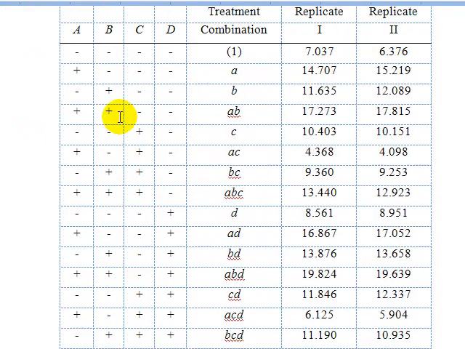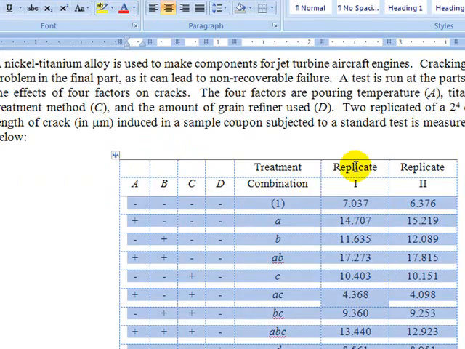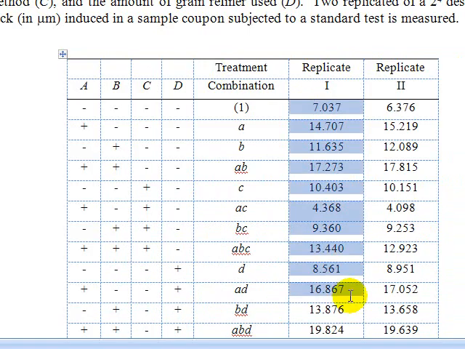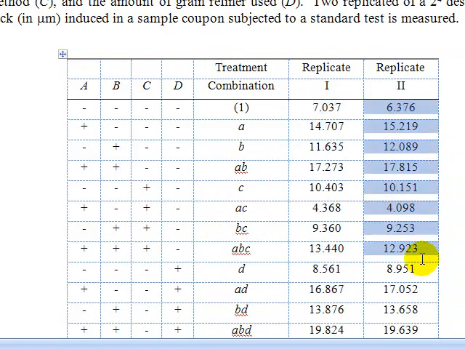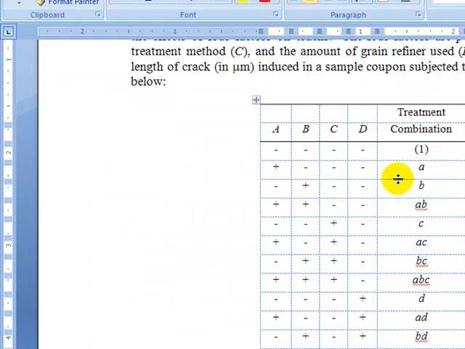So you can see in this table there are 16 rows. You have values of the response variable, the length of crack, I imagine, for replicate 1, and for replicate 2. That means 16 readings, and then these 16 readings. So 32 total readings we have. Also, it is very important to understand this table before we try to solve the problem.